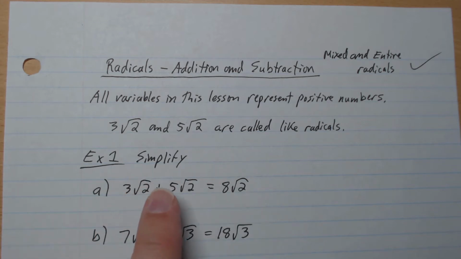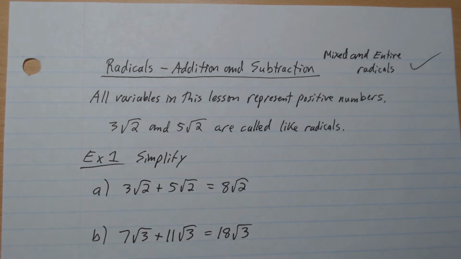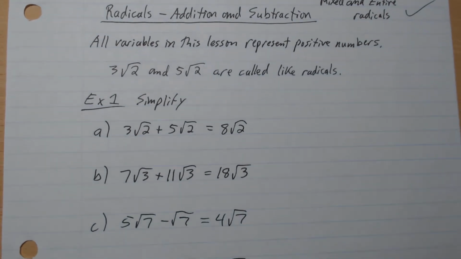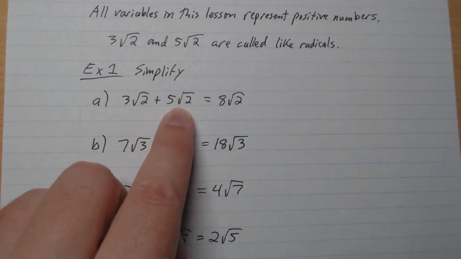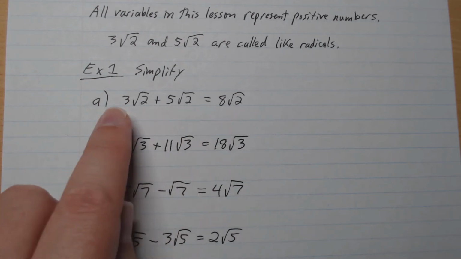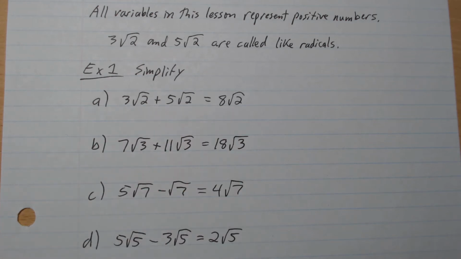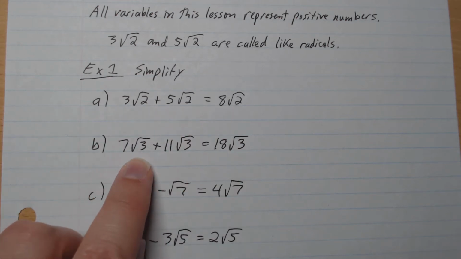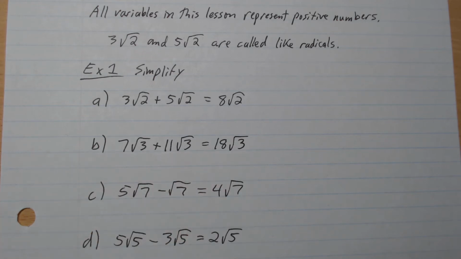Here we have what are called like radicals, 3 root 2 and 5 root 2. So what we're going to do is practice simplifying. 3 root 2 plus 5 root 2 gives 8 root 2, right? 3 apples plus 5 apples gives 8 apples. 7 bananas plus 11 bananas gives 18 bananas.